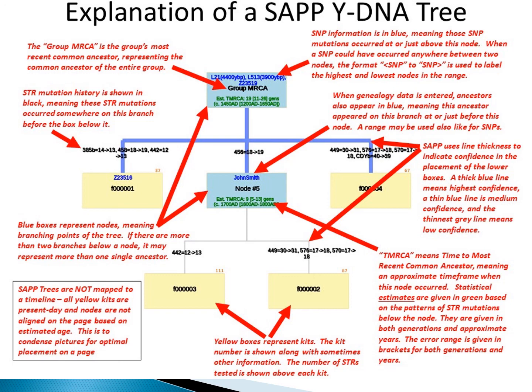This is an explanation of a SNP Y-DNA tree, and explains what all the boxes mean, what the numbers mean. And I think Dave Vance has a link to this. I didn't really put that on here, but you can look at this and follow the arrows, and it helps you figure out what some of those colors in the mutation history tree mean, and some definitions, what nodes are and whatever. So that ends the presentation.